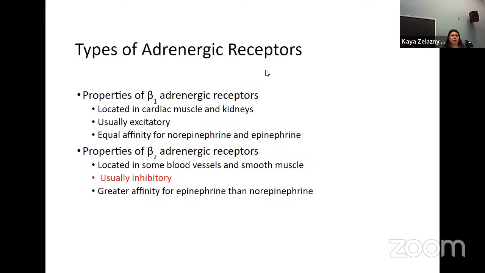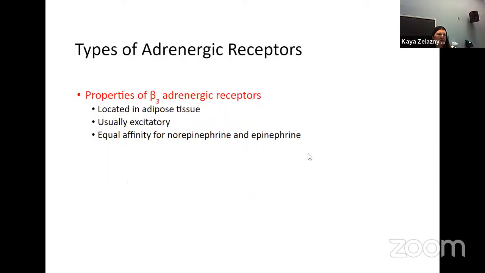So our adrenergic receptors are going to be located in different places, and we will talk about those as we get to these systems. But the beta-1 adrenergic receptors in general are going to be in your cardiac muscle and your kidneys. They're going to usually be excitatory. Beta-1 receptors, like norepinephrine and epinephrine, the same amount, they have equal affinity. Our beta-2 adrenergic receptors are going to be in some of your blood vessels and your smooth muscle. They're usually going to be inhibitory on those cells, and they're going to like epinephrine more than they like norepinephrine.